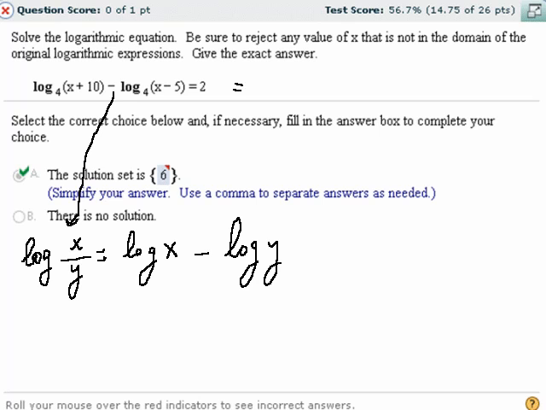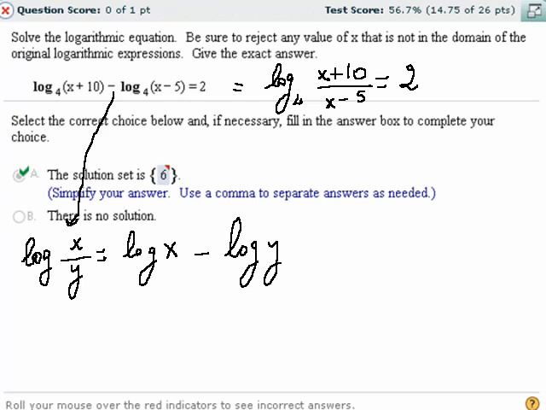And therefore, this problem can be written as the log. Of course, we have a base 4 here, base 4. And now we can put this as a ratio. X plus 10 over x minus 5. Okay? And that's equal to 2. So remember, when you have subtraction, you can change it to division. If it's addition, you change it to multiplication. And I have posted those properties of log, so make sure you go over them.